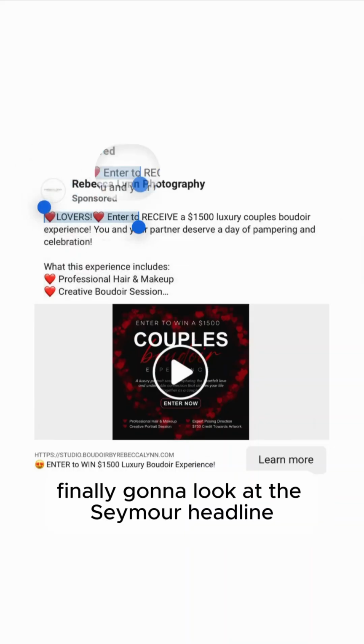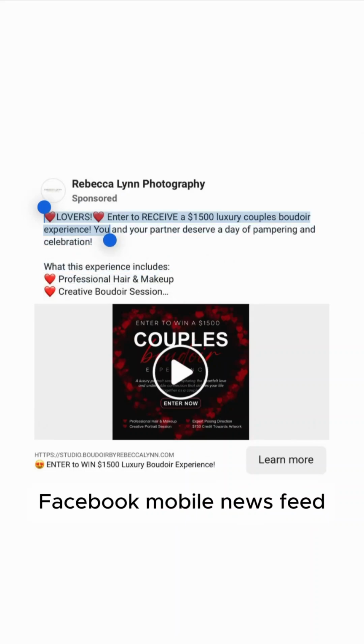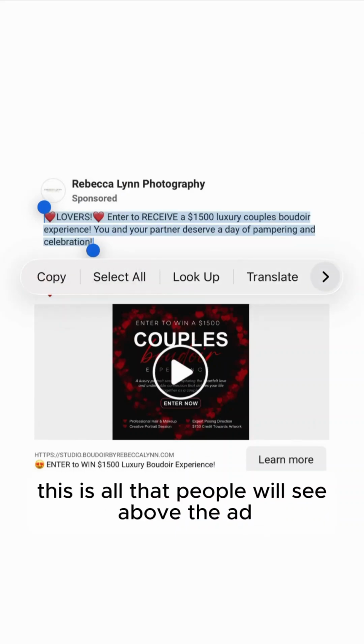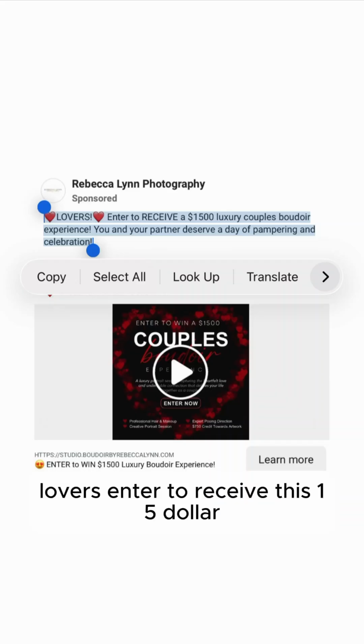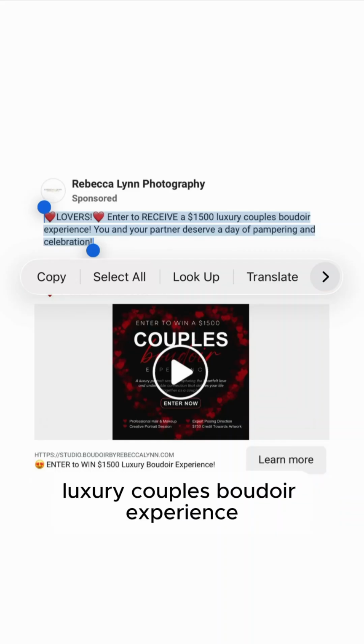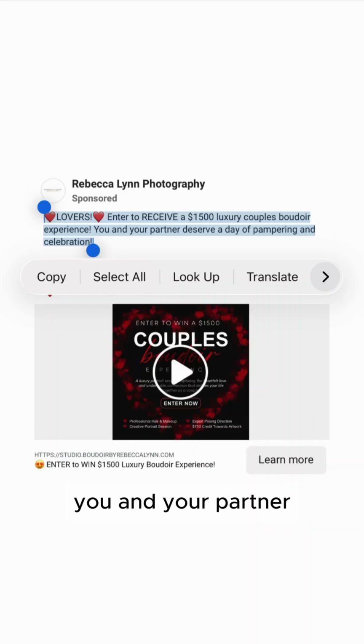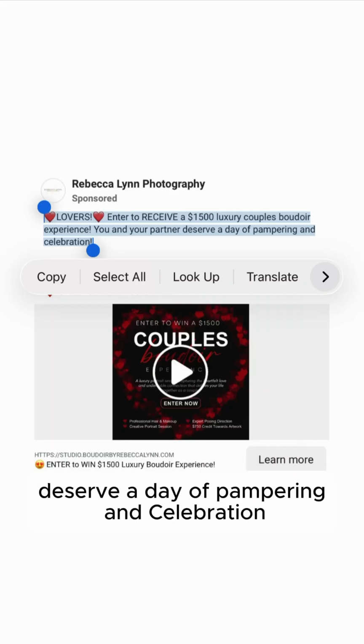Finally, we're going to look at the see more headline, first 2 3/4 lines, Facebook mobile news feed. This is all that people will see above the ad. They won't see any other text. Lovers, enter to receive this $1,500 luxury couples boudoir experience. You and your partner deserve a day of pampering and celebration.